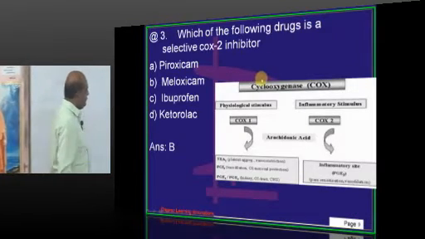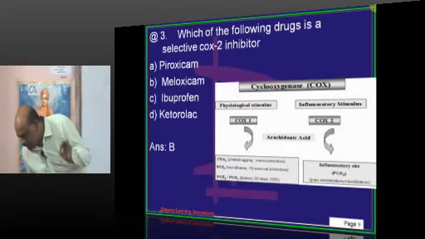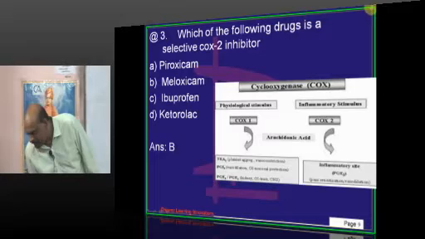Now doctor, which drug is called a selective COX-2 inhibitor is an important question.